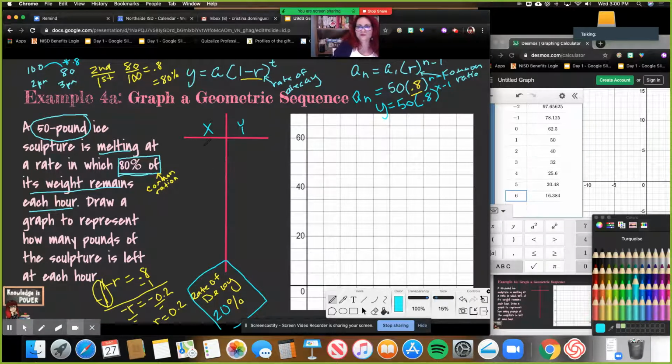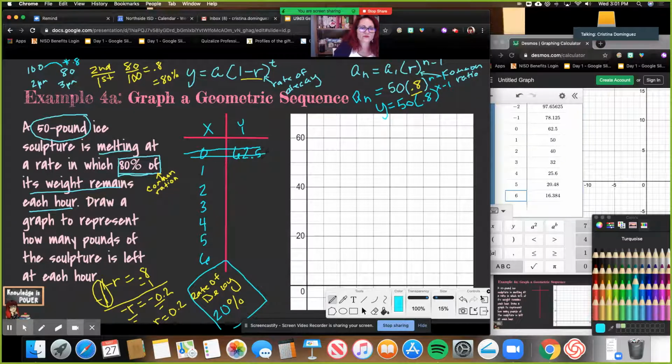Okay. 0, 1, 2, 3, 4, 5, 6. I'm going to put in 62.5. Wait, oh, I don't want 0. When we get into sequences, you can't have a 0 one, so we really just ignore that one, right? I will finish putting it in, but we are going to ignore that one. That's not really going to go on the graph.